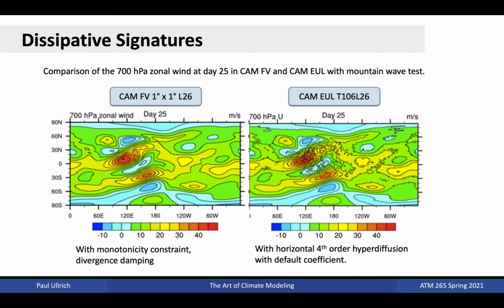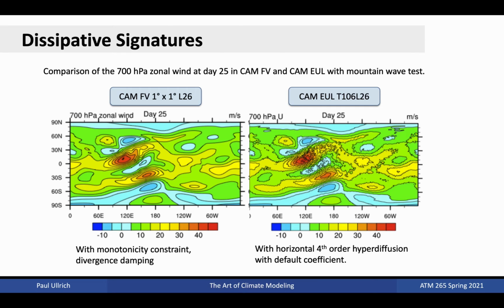The choice of dissipation can have a pronounced effect on the solution. Here we're looking at 2 runs, each performed at approximately 1 degree global grid spacing. On the left is the CAM finite volume dynamical core with monotonicity constraint applied and divergence damping. On the right is the CAM Eulerian dynamical core with horizontal 4th order hyperdiffusion with its default coefficient. Both simulations are conducted with the 3D mountain wave test case, which features zero topography except for a conical mountain at 90 east and 45 north. Both solutions are stable for long runs. But which do you think is the correct solution?